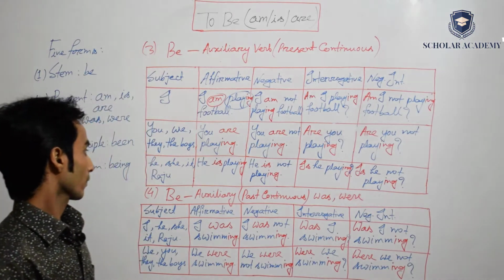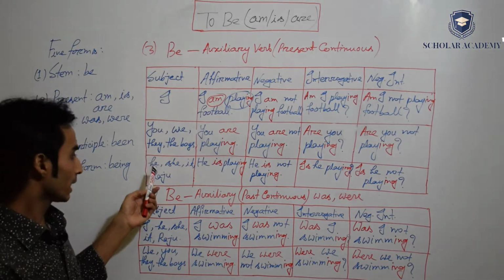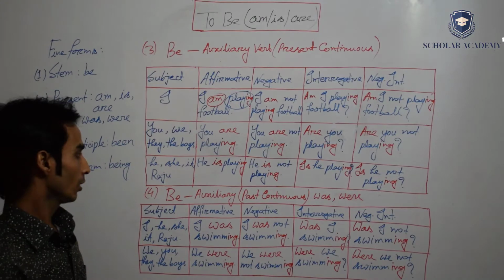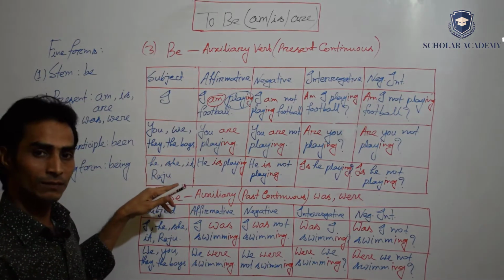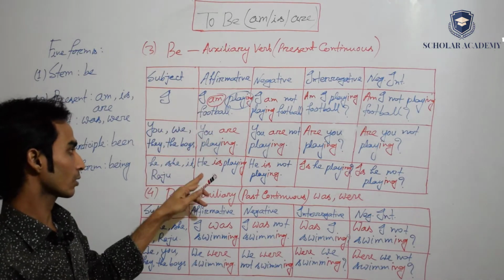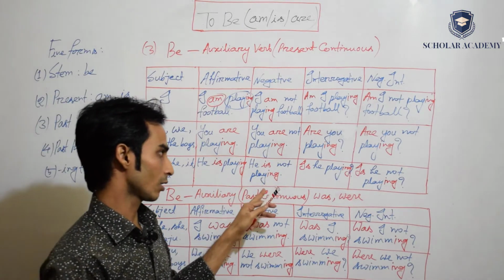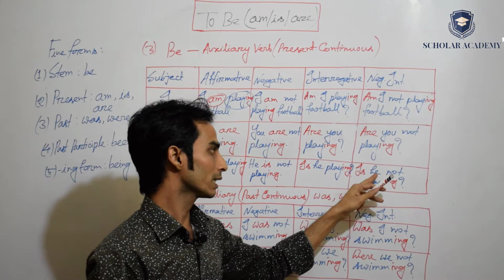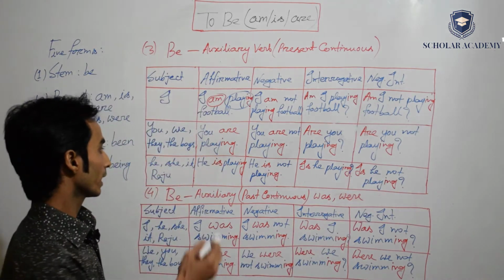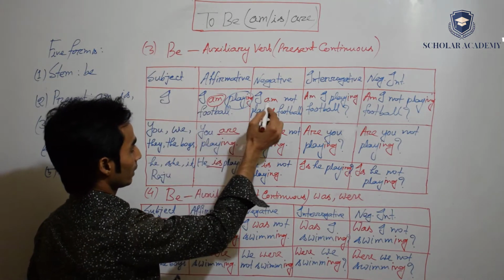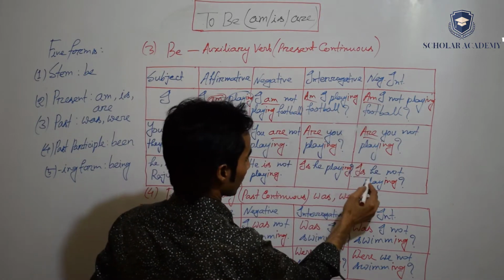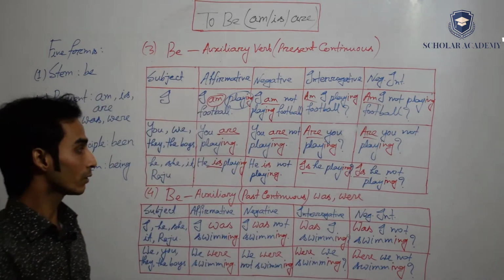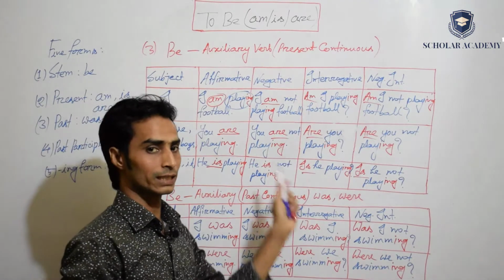So if the subject is he, she, it, Raju, we will have to use is. Okay, because these subjects are third person singular, then the sentence will be he is playing, he is not playing, is he playing, is he not playing. Okay, so here am, is, are in these sentences are used as an auxiliary verb.